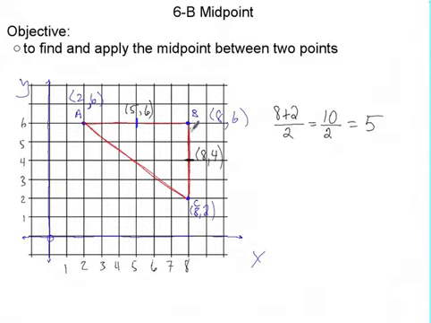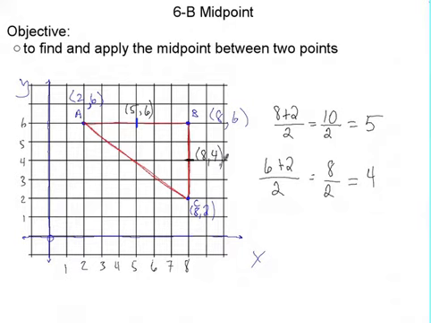For the midpoint from B to C, we have 8 comma 4. 8 is the same, it's on the same line, but where does the 4 come from? 4 is between 6 and 2. It's in the middle of 6 and 2. 6 and 2 is 8, and halfway, the midpoint in the middle is halfway. Half of 8 is 4, which is where this 4 came from.